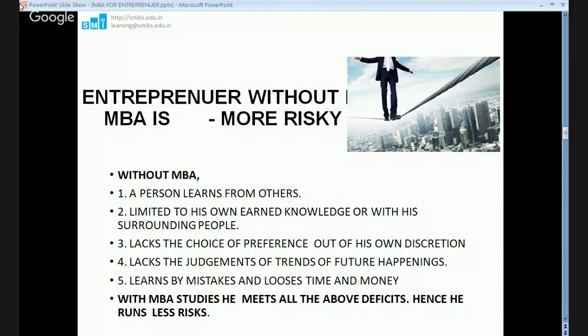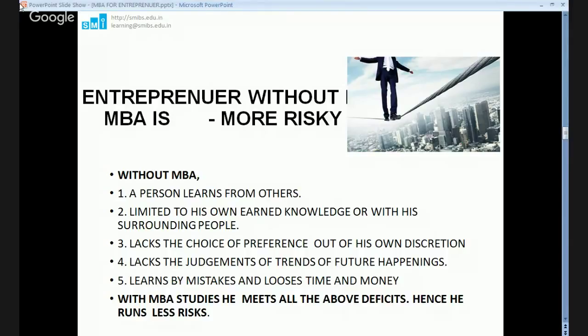The failure in business is mainly because of lack of judgment of what is happening and failure to understand or project the trends of the business. A man without MBA learns by mistakes and loses time and money. In business, once you are in loss, it takes more time to recover. An MBA person will try to avoid it before the loss happens. So he will be very careful. He will be going on a prevention system.